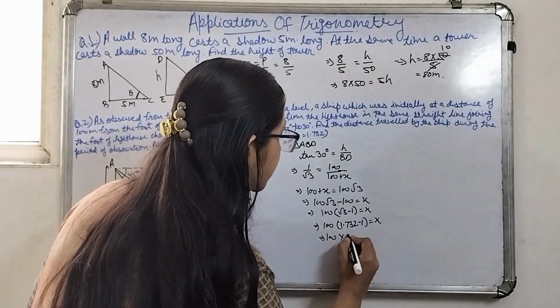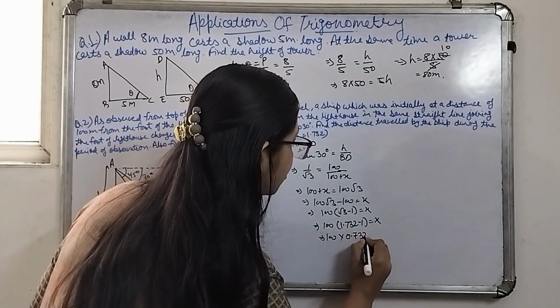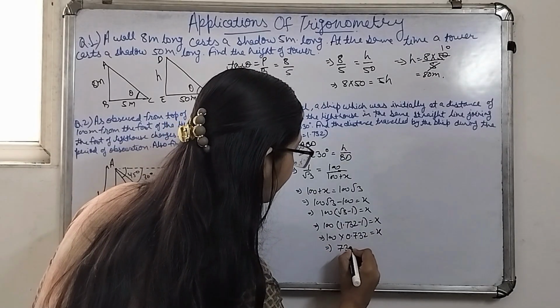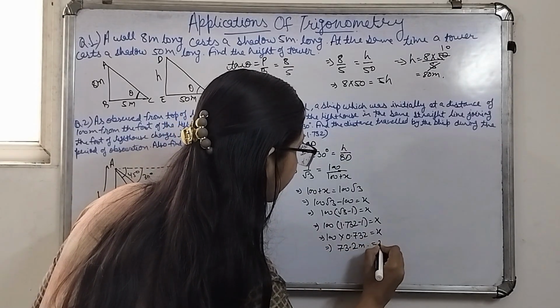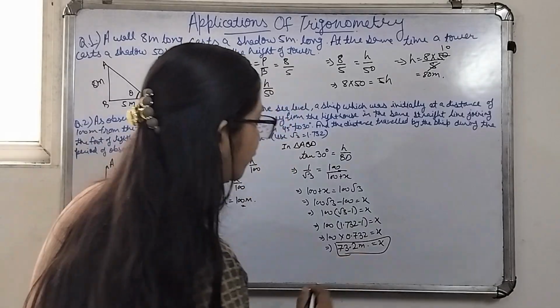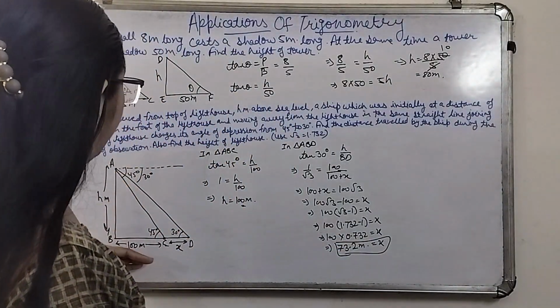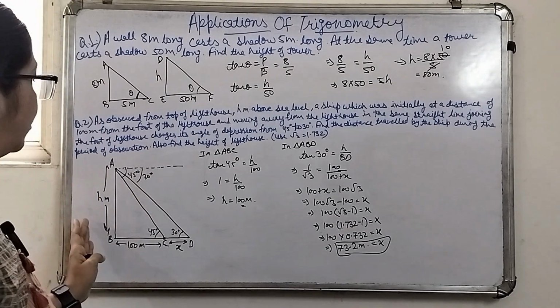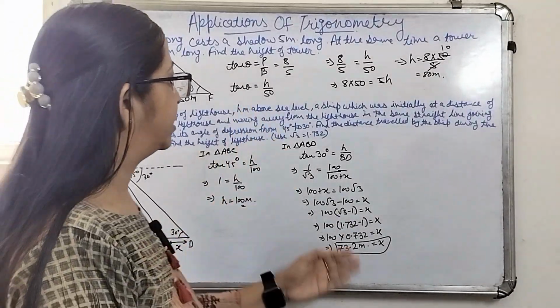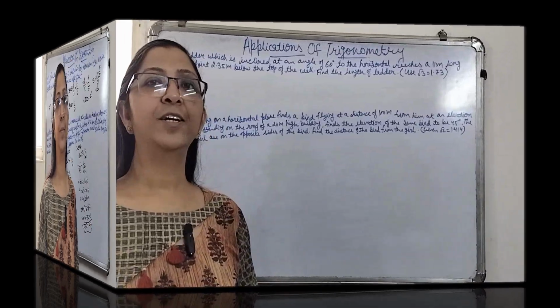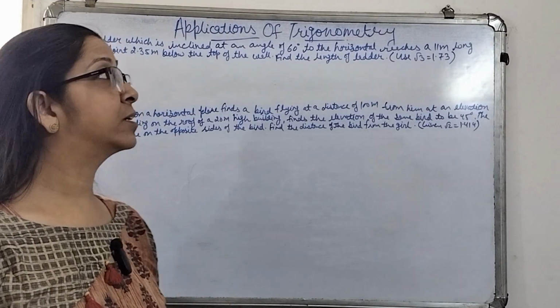It will be 0.732. And if we multiply these two, 73.2 meters will be the value of x. Value of x will be 73.2 meters. So like this, we can find the height of the tower and the distance traveled by the ship. Now let's see the next two questions.